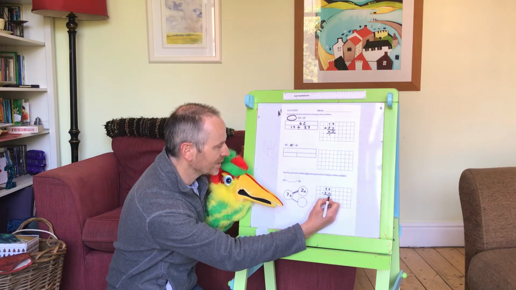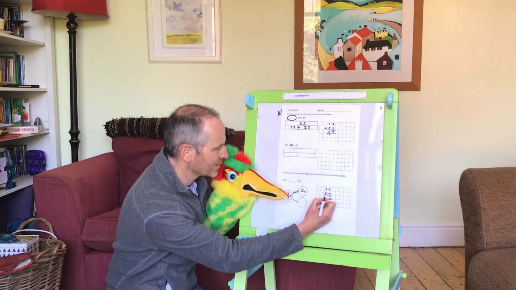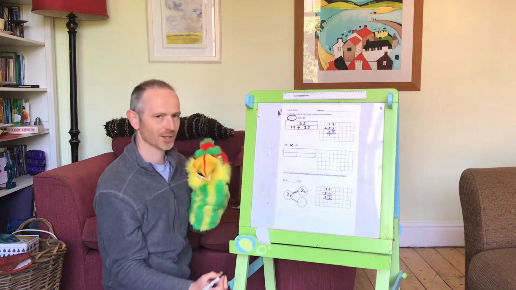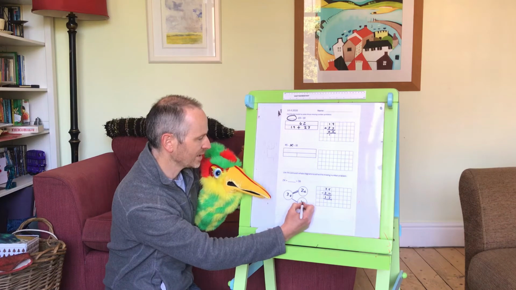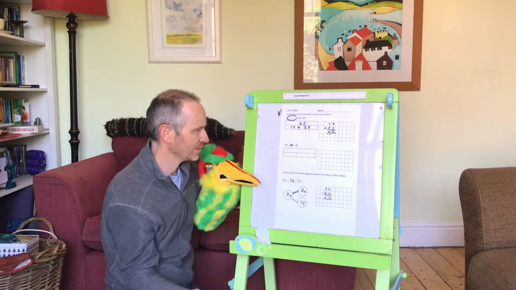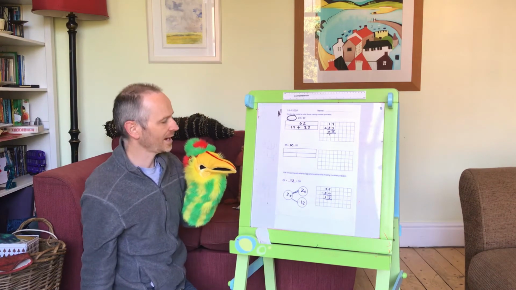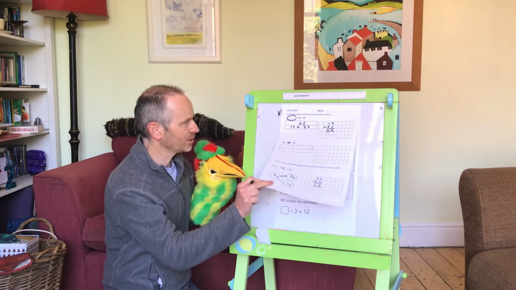Okay, 6 take away 4 is 2. 3 tens take away 2 tens is 1 ten. That's nice and easy, no exchanging needed. So our answer is 12. We can pop that up there as well. Okay, so that's those questions all sorted.